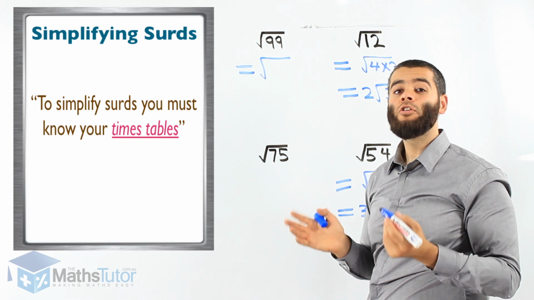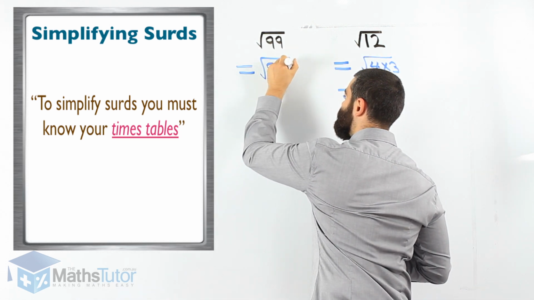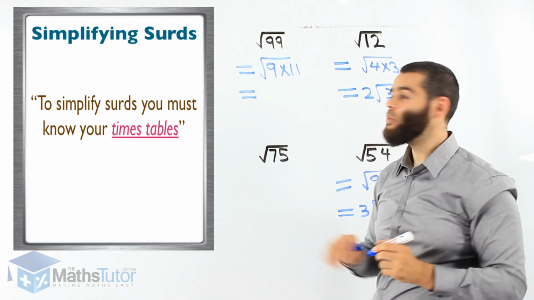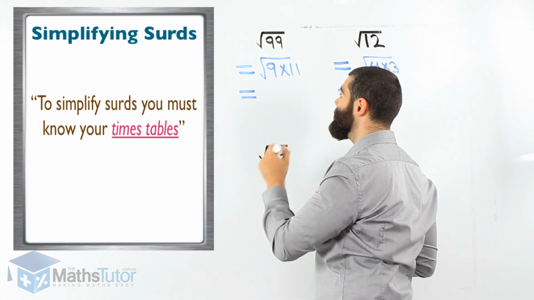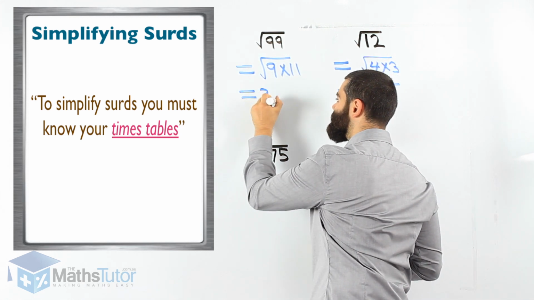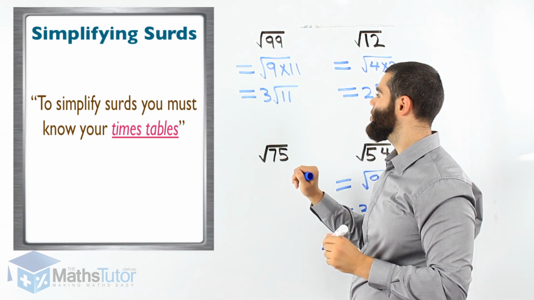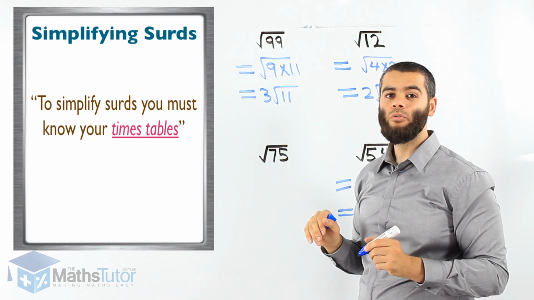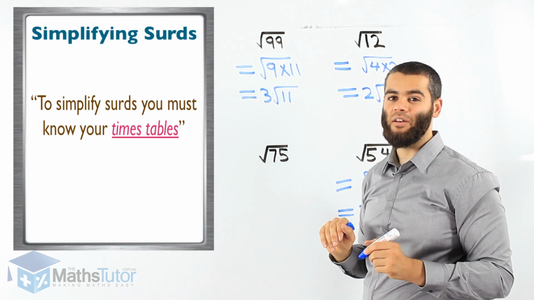It's pretty easy. 9 times 11. 9 times 11 makes 99. Which number here square roots? The 9 does. It becomes 3. The square root of 9 is 3. 3 root 11. That's a simplified surd. Square root 99 is exactly the same as 3 root 11.